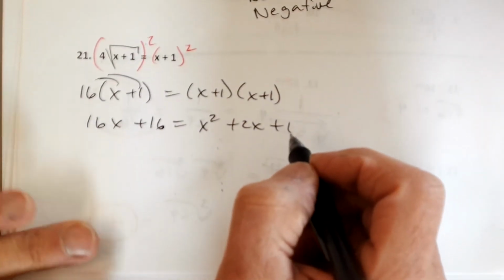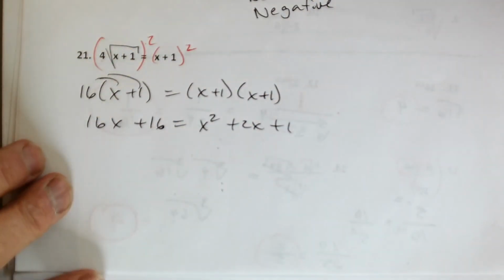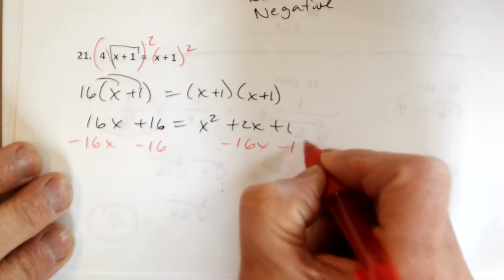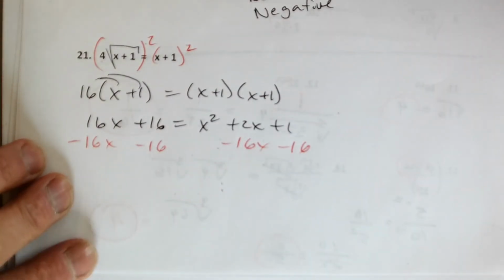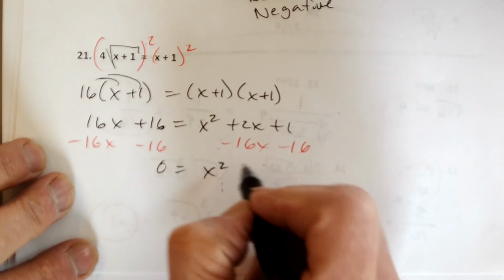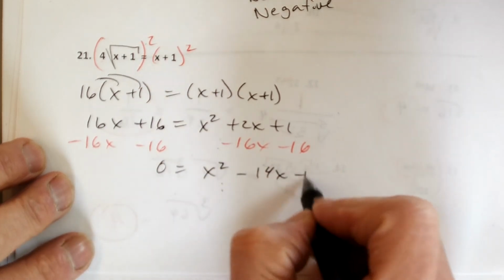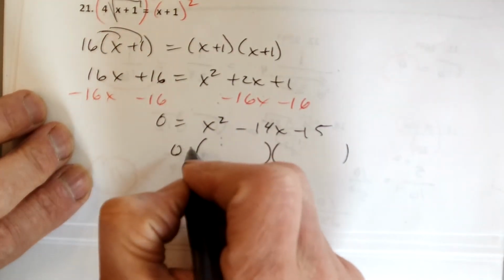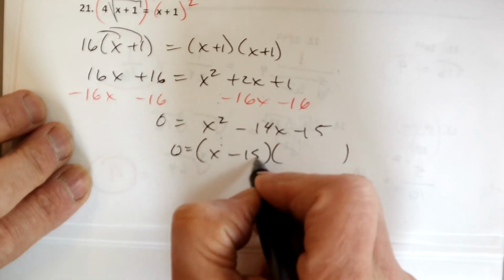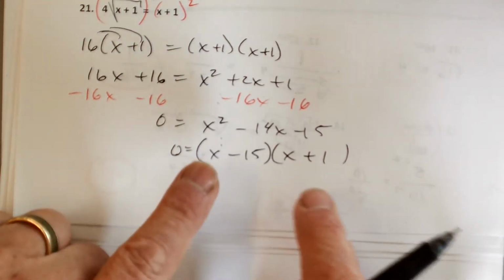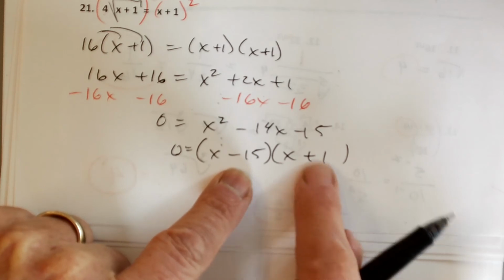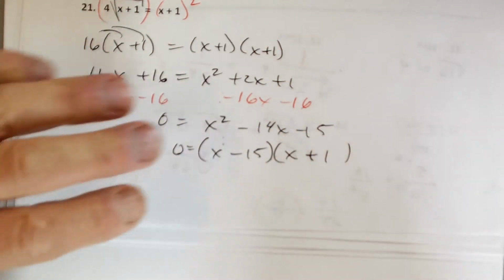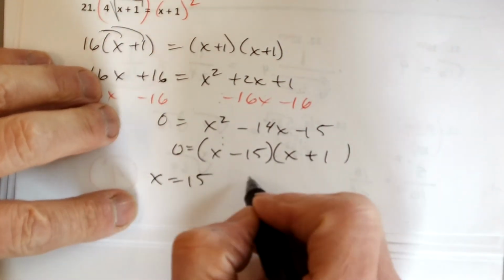Now I need to set it equal to 0, so I'm going to factor it. Minus 16x, minus 16x, minus 16, minus 16. So what am I going to get? 0 equals x squared minus 14x minus 15. It will factor: x minus 15 times x plus 1, because negative 15 times 1 is negative 15, and negative 15 plus 1 makes negative 14. Setting each factor to 0, my answers are x equals 15 and x equals negative 1.